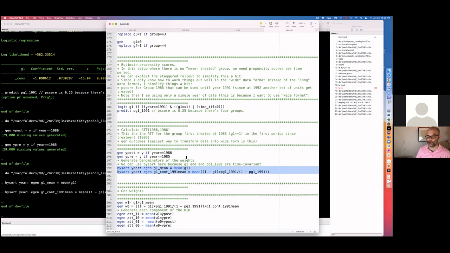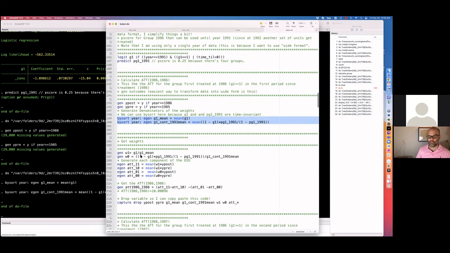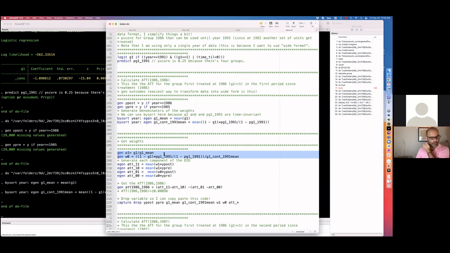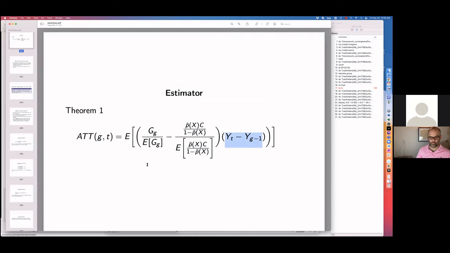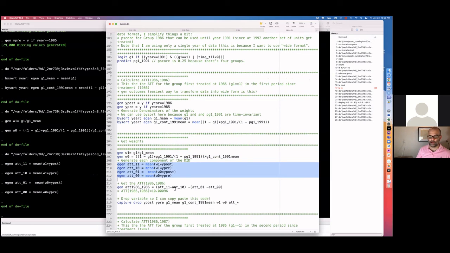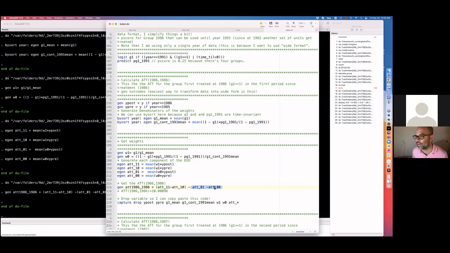There's commands in R that'll do it too. Then I calculate my weights. There's weight 1, there's weight 0. So I'm going to calculate those weights, and then I'm just going to weight these observations by each of these weights. And then I calculate, look at this. That right there is the difference in difference expression. It's just that I'm using weighted observations.